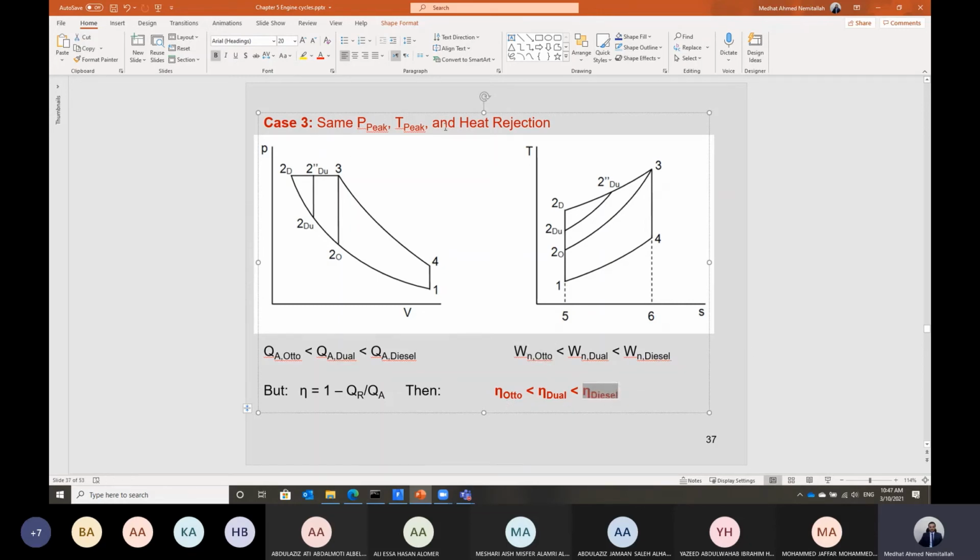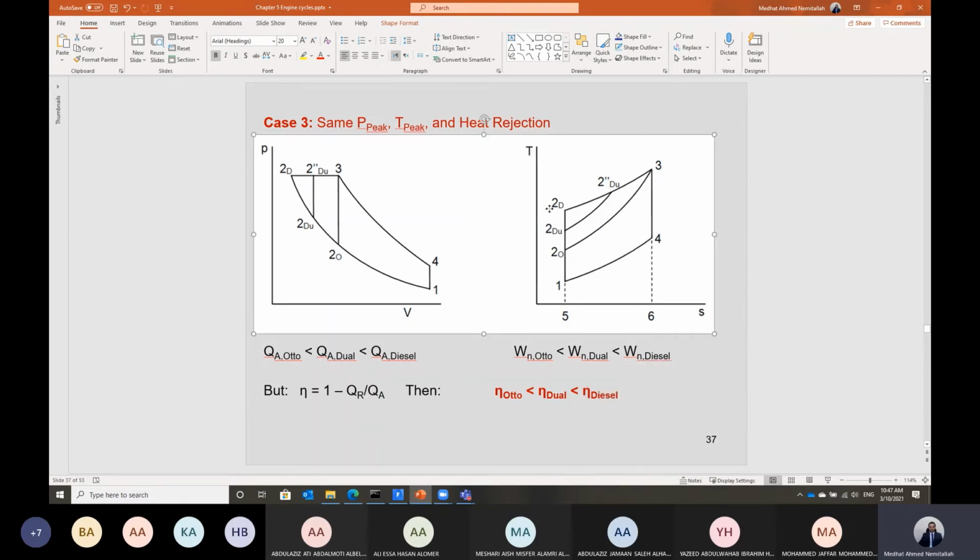And that is, guys, very clear, because the diesel cycle is working at a higher compression ratio. For the same higher peak pressure and higher peak temperature, it will be working at a higher compression ratio, and it will be able to generate more work in this case. So when you compare the three cycles in terms of any parameter other than the compression ratio, the diesel cycle should result in the highest efficiency.